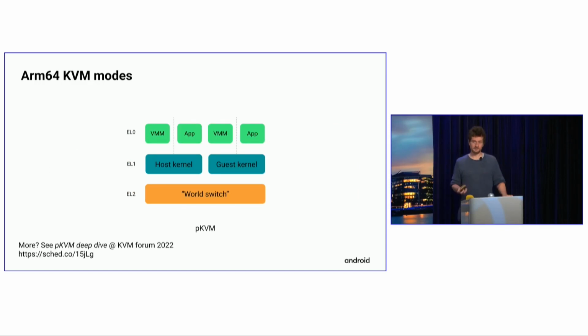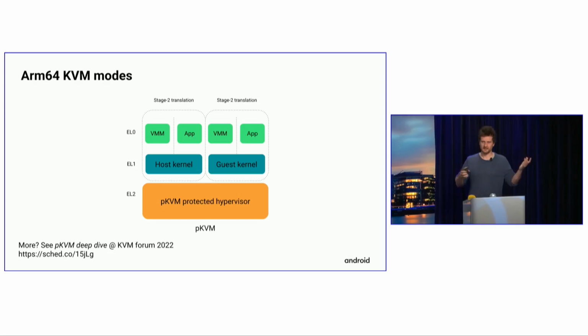So what does pKVM do? pKVM is using this old mode, and extending it a bit. One of the major things is that it brings stage 2 translation for the host kernel, and everything is now handled in the world switch, which is now kind of a protected hypervisor, which means that the hypervisor makes sure that at any moment the host kernel cannot see anything which is happening in the guest.